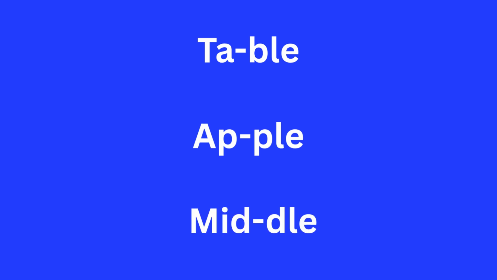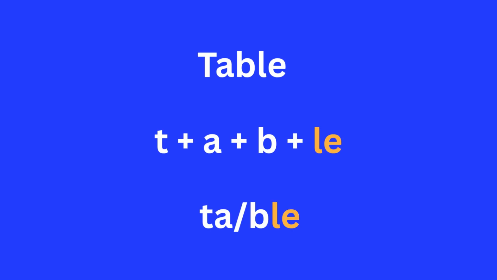Table, apple, middle. Now, let's break them down clearly. In the word table, we have T, A, B plus LE. We divide it like this: ta-ble. Notice the final syllable is "ble," which includes the consonant B plus LE.